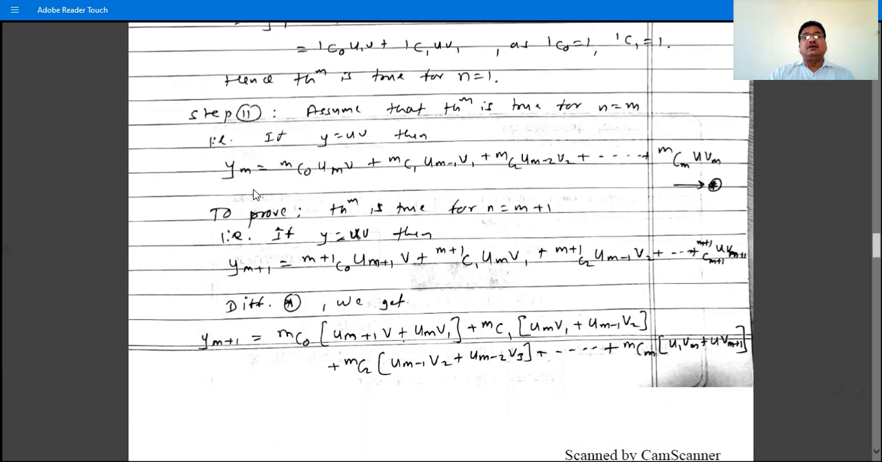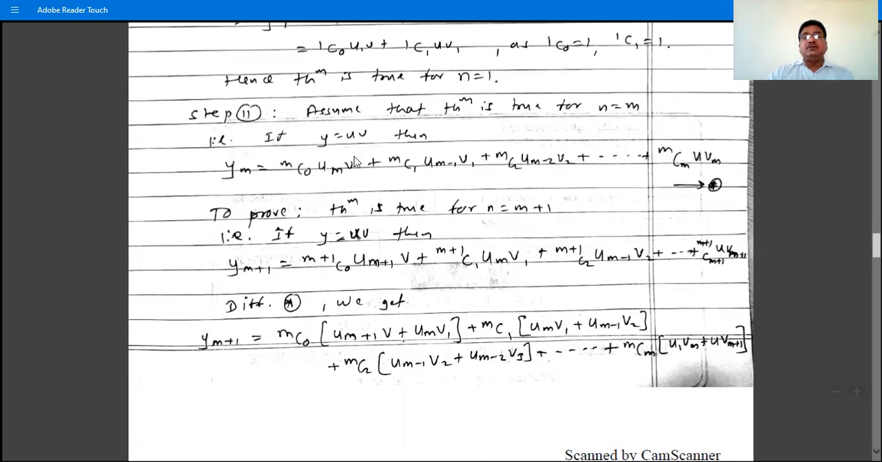Similarly, derivative of y is y1, derivative of y1 is y2, derivative of y2 is y3. That is, add one to the suffix to write the next order derivative. So derivative of ym is y(m+1), and mC0 is a constant quantity.